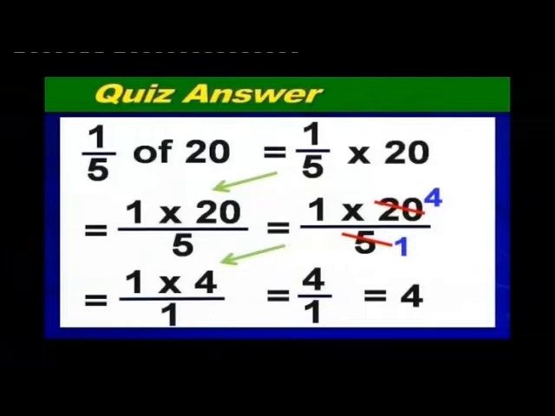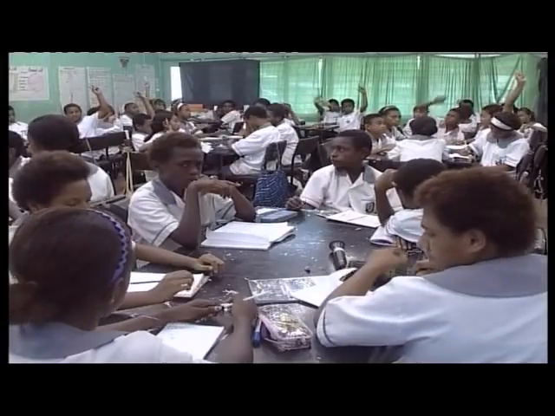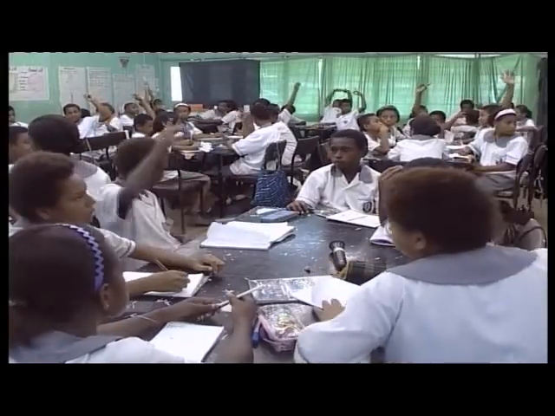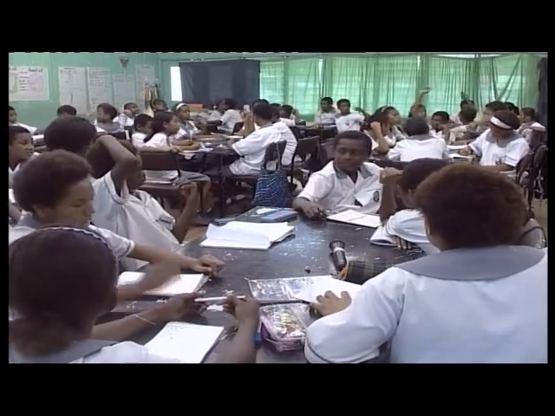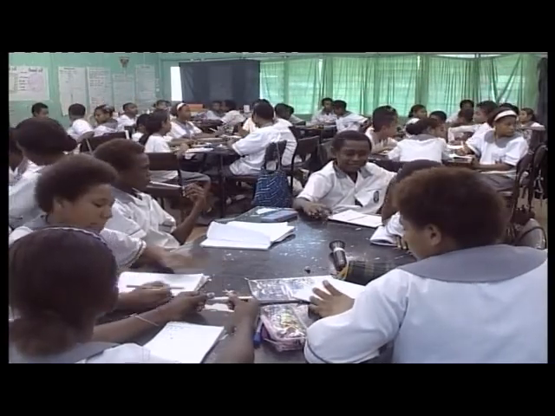All right, 1 mark for correct working out and 1 mark for correct answer, so a total of 2 marks. Hands straight up if you got 2 out of 2. Receiving students, hands up if you got 2 out of 2. Excellent. Okay, good. Hands down. 1 out of 2, hands straight up. Very good, receiving students.